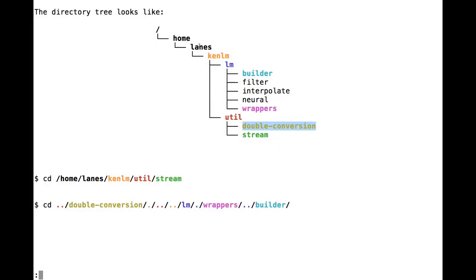/home/lanes/kenlm/util/double_conversion. Dot is another name for the current directory. This means that ../double_conversion/. means exactly the same thing as ../double_conversion.